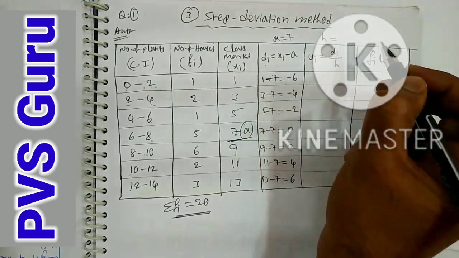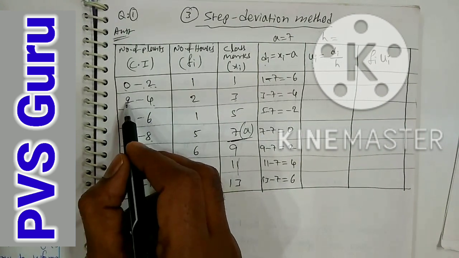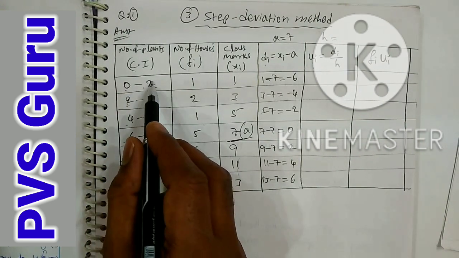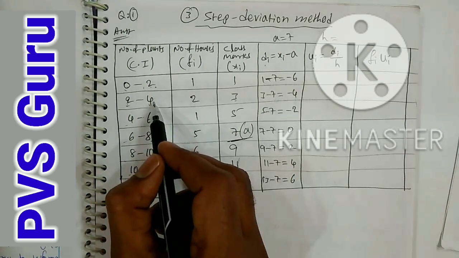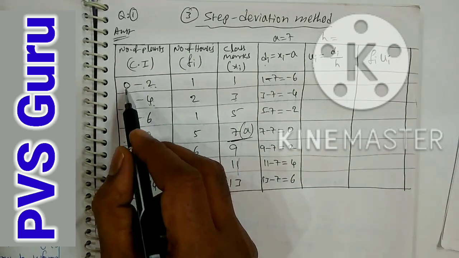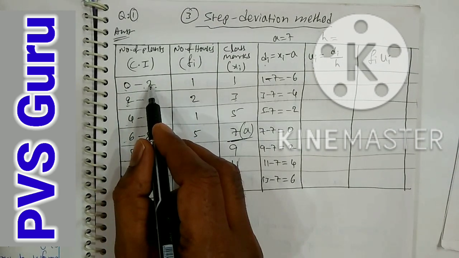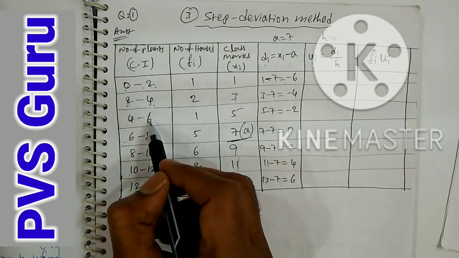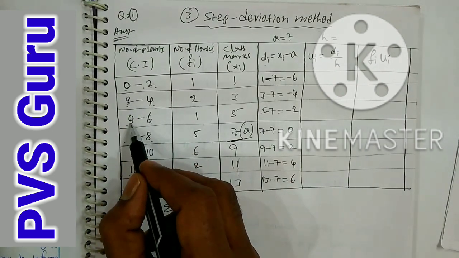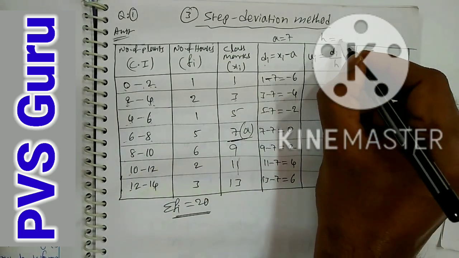Now ui means di by h. So how should we calculate h? You take the difference between two lower limits or the difference between two upper limits, then you will get the correct answer. 4 minus 2 or 2 minus 0: 2 minus 0 is 2, 4 minus 2 is 2 only. Any two numbers you take, you get the same value. 4 minus 2 is 2, 6 minus 4 is 2, 8 minus 6 is 2. So this is the h value.